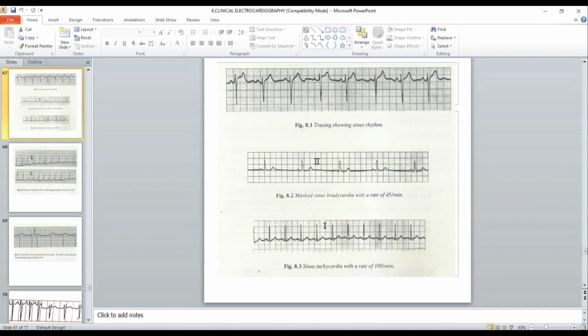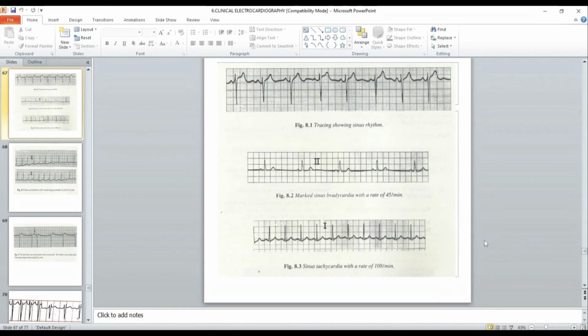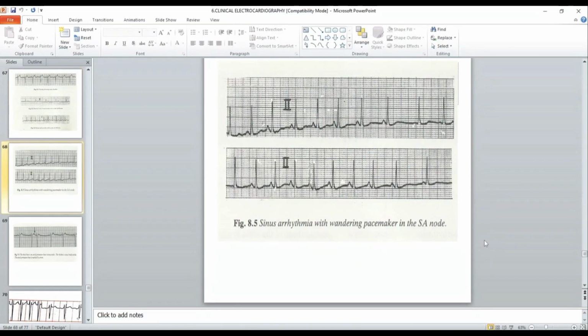Sinus bradycardia is said to occur when the heart rate is less than 60 per minute. Sinus tachycardia, when the heart rate is more than 100. Sinus arrhythmia is characterized by a P wave of sinus origin, normal PR interval, normal P wave configuration. The rate is less than 100, with irregular PP and RR intervals. This is sinus arrhythmia. The irregular PP and RR intervals are seen at a heart rate less than 100 here.